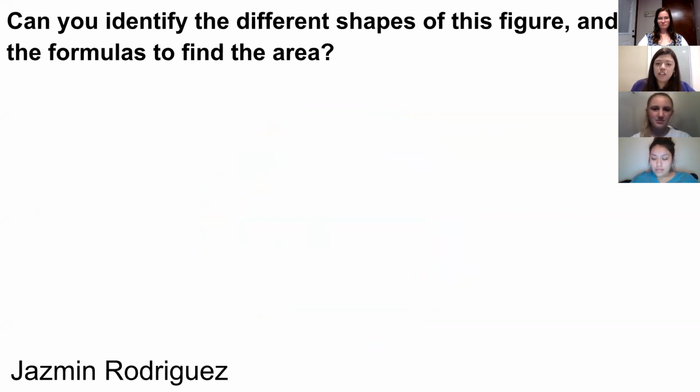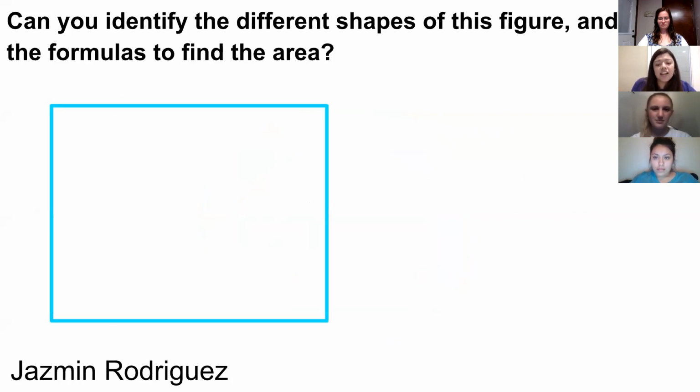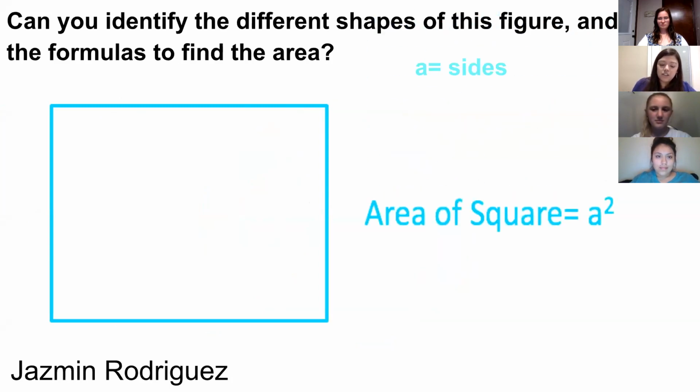Next, we also see that we have a square. And in order to determine the area of a square, we will use the formula a squared. A represents the sides of our square. And to find the area of the figure, you simply add up all of the areas of each individual figure. That makes sense. Thank you.